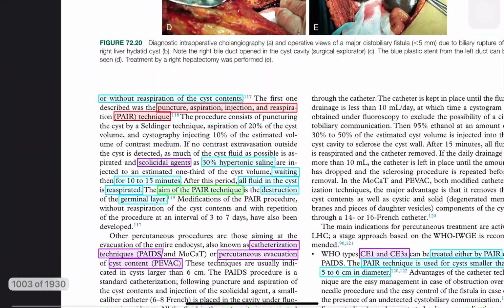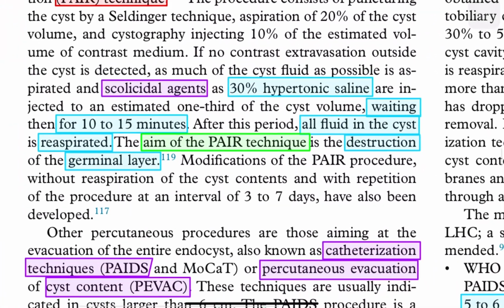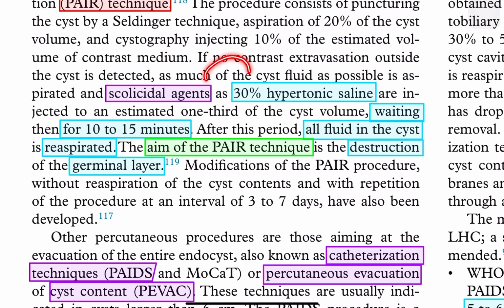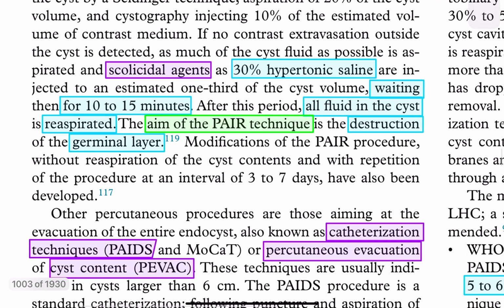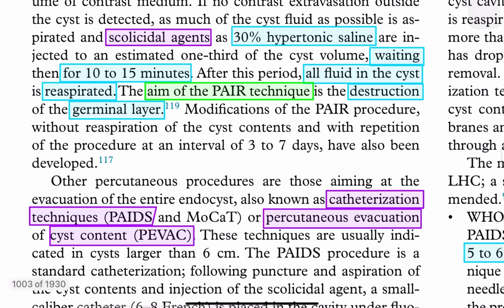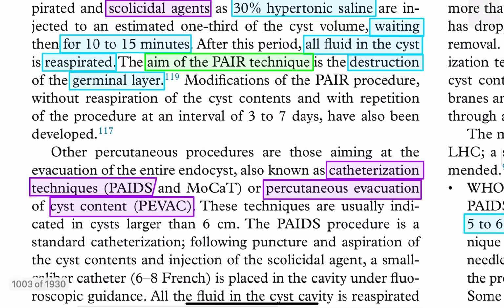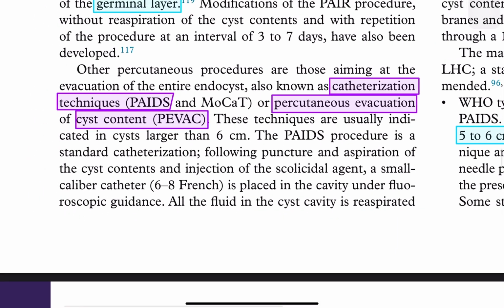Regarding percutaneous treatment, already everything is explained. Blumgart also said 30% hypertonic saline, but according to WHO, you should use 20%. And the wait time is 10 to 15 minutes after injection. The aim of the PAIR technique is to destroy the germinal layer. This can be asked: what is the aim of the PAIR technique? Other techniques are also given, like the catheterization technique known as PAIR-catheter, and percutaneous evacuation of cyst content known as PEVAC.